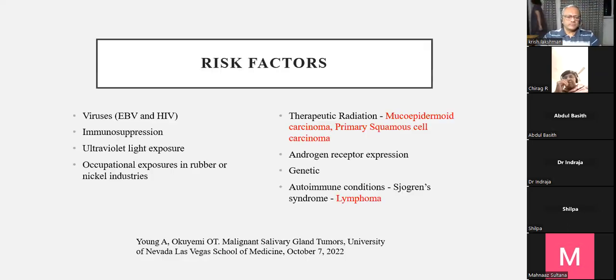And the risk factors and histogenesis of the salivary gland tumors. There are several risk factors that are associated with salivary gland malignancy. These include exposure to the Epstein-Barr virus and HIV infection, ultraviolet light exposure, occupational exposures in rubber and nickel industries, therapeutic radiation to the head and neck cancers, most commonly associated with mucoepidermoid carcinoma and primary squamous cell carcinoma, and autoimmune conditions like Sjogren's syndrome is associated with lymphoma of the salivary glands.